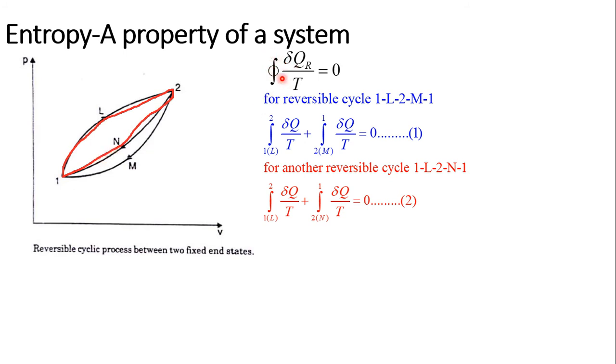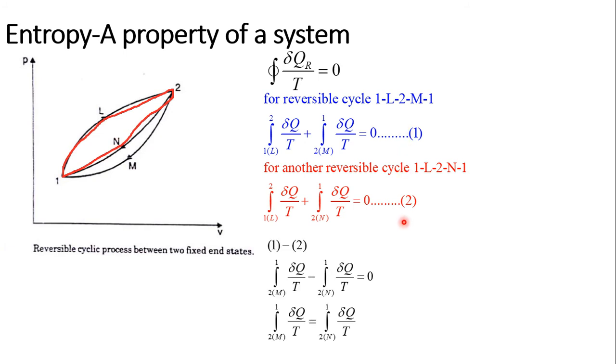So whenever we are doing the cyclic integral, we have two processes, so we have two terms over here. Integral 1L2 del Q by T plus integral 2N1 del Q by T is equal to 0. This we have written. So for both the reversible cycles, we have written equation 1 and equation 2. Now what we have to do is subtract 1 from 2.